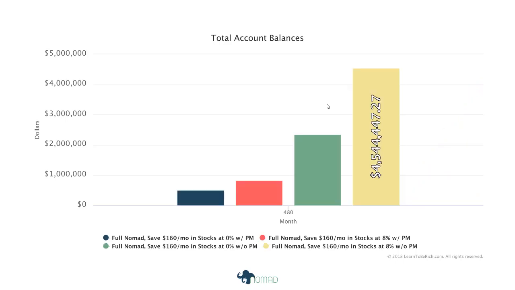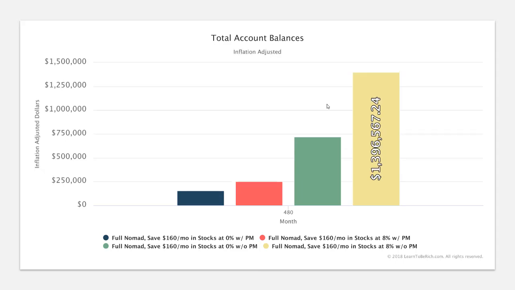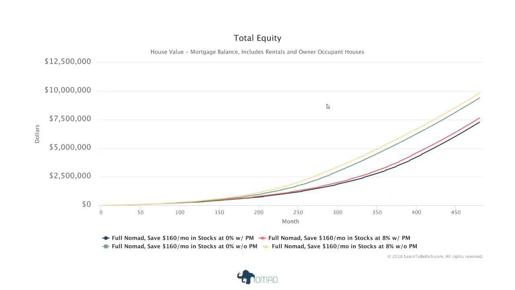Here are the numbers, 4.5 million to 2 point something million, and then something under 1 million for each of those other ones. I'm not even going to read them. If you adjust for inflation, 1.3 million to 750 thousand or so, and then some other ones under 250 and under probably 200. Total equity, same idea. The green ones are the ones where you're not hiring a property manager. The red and the blue ones are ones where you are hiring a property manager. The one on top is the one you're getting 8% from.